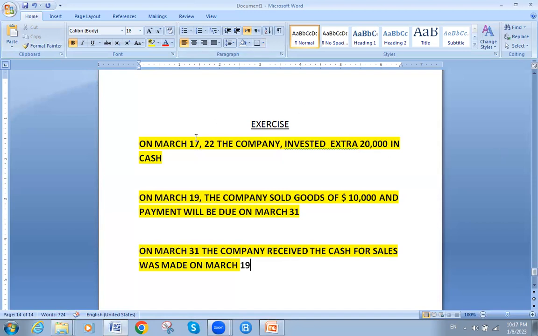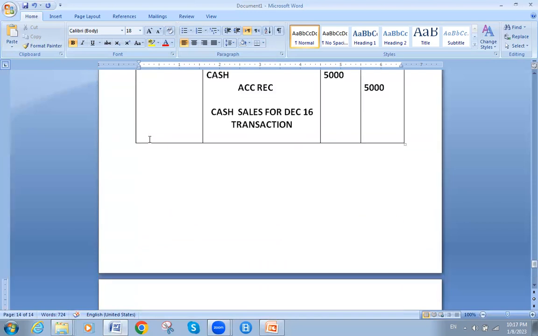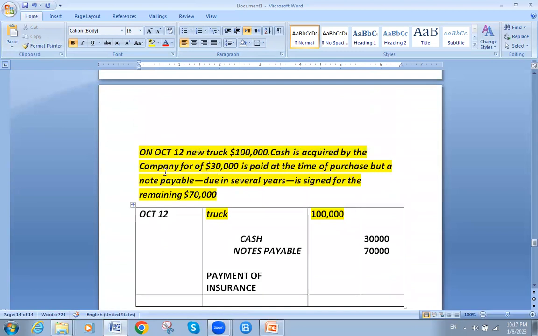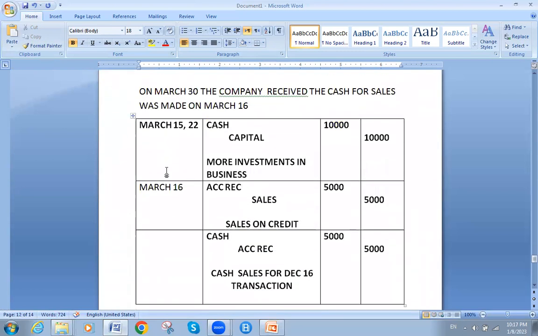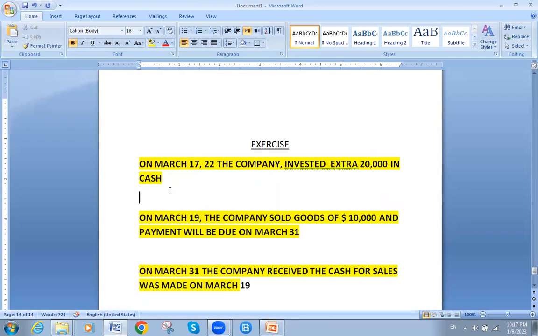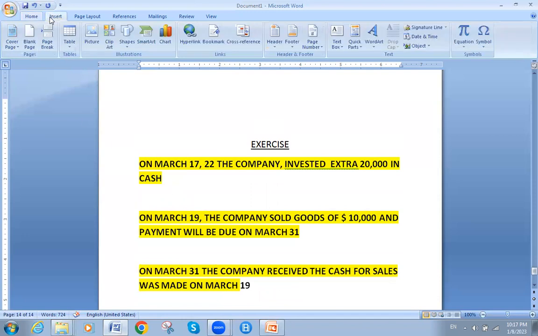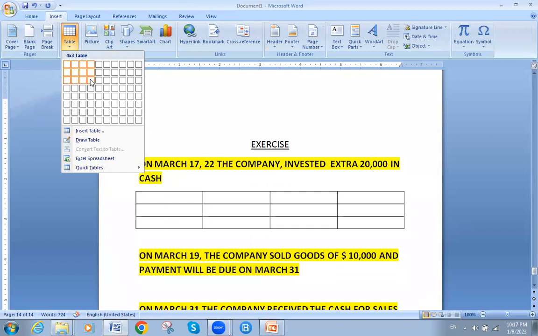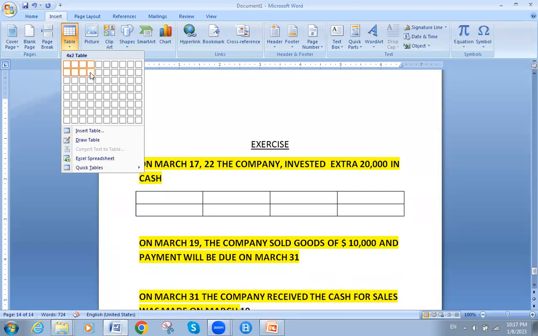Okay, I think the time has come for us to work on these questions again. To do these questions, I will do them one by one. So on the first one here, let's insert a table. Here the table is, and we'll do the first one here.